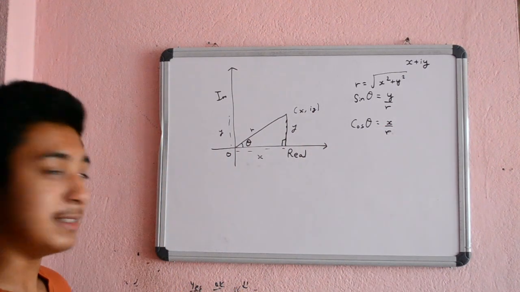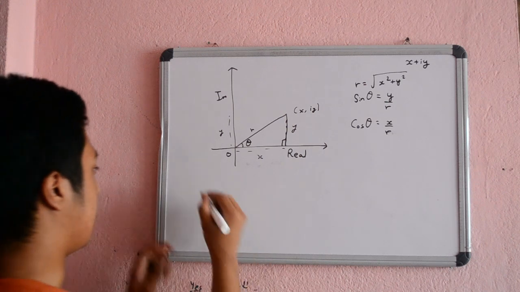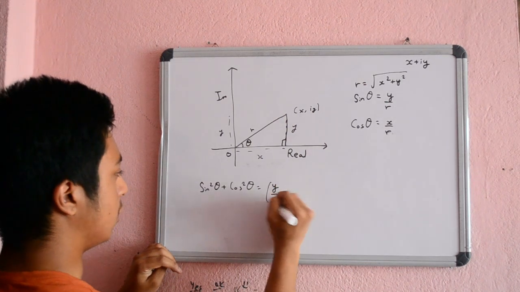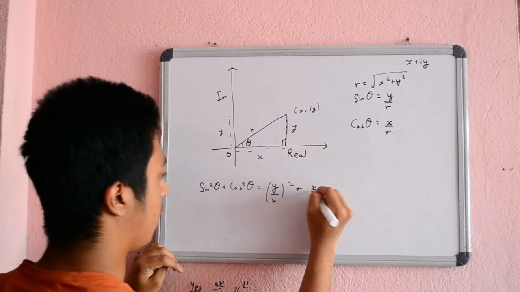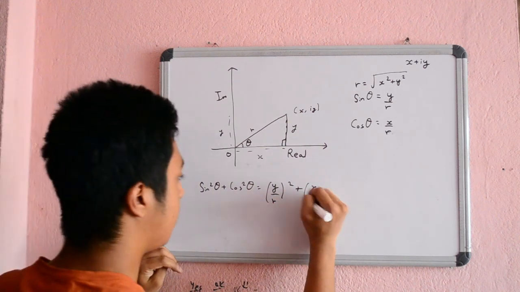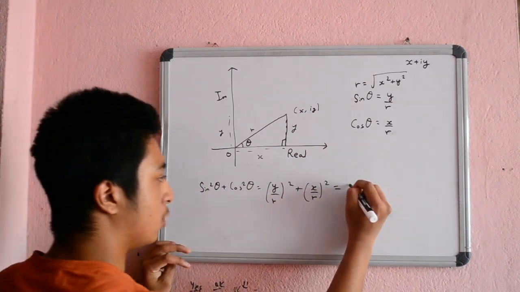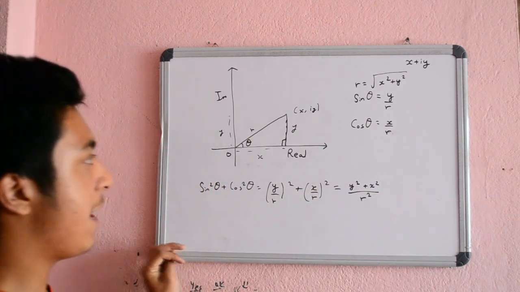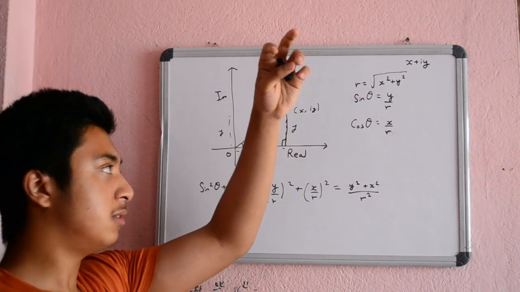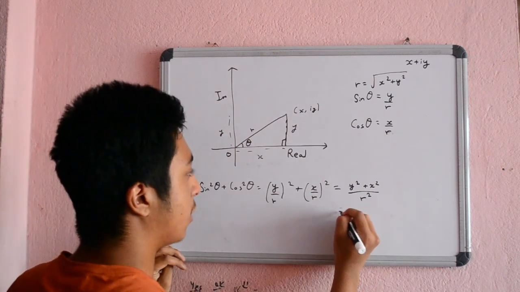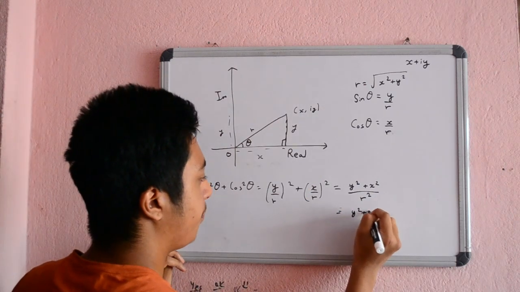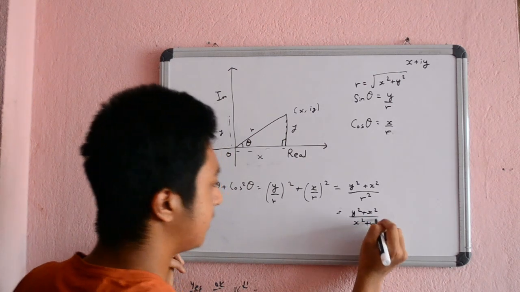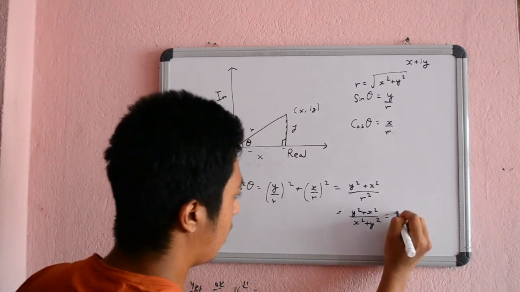And now we can find sin²θ plus cos²θ. So this is y by r whole squared plus x by r whole squared. Now this is y² plus x² by r². And here if you square r over here, the root will be cancelled on the bottom. You'll get x² plus y² over x² plus y², which is just 1.